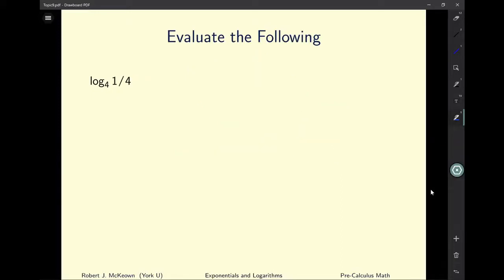Here's a quick one for you to try on your own. See if you can find the answer to this one. Press pause till you got the answer, then press play, and we'll solve it together.